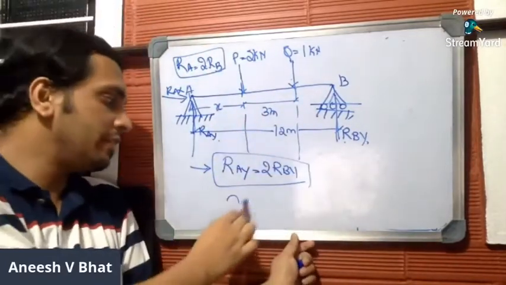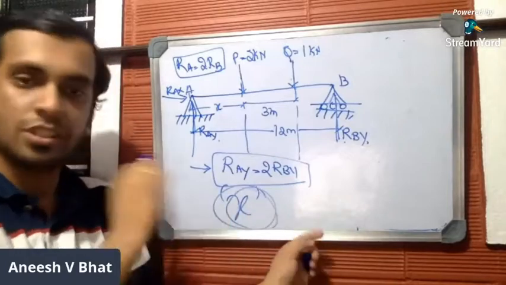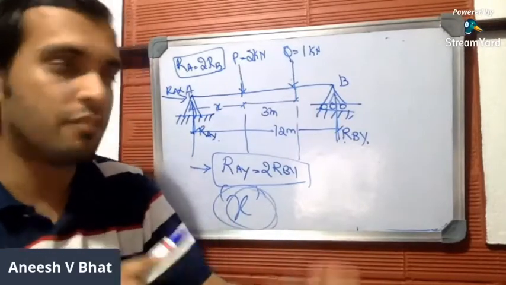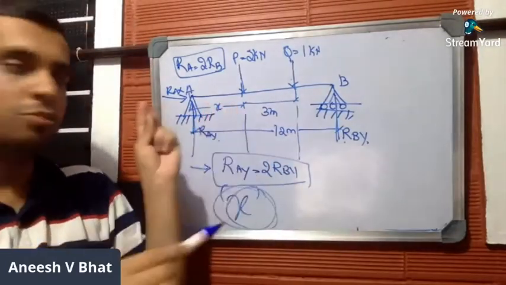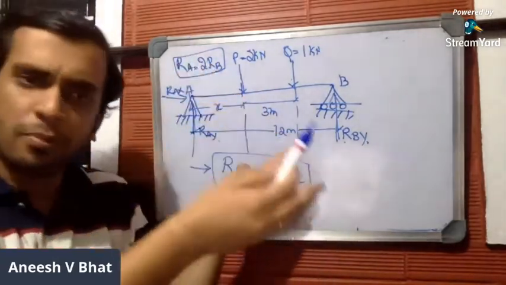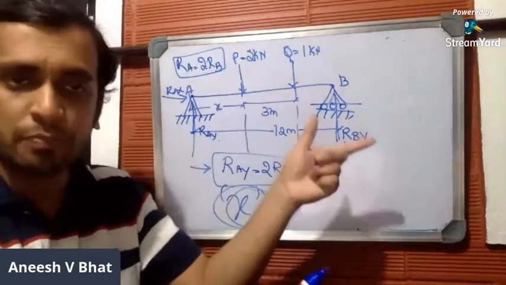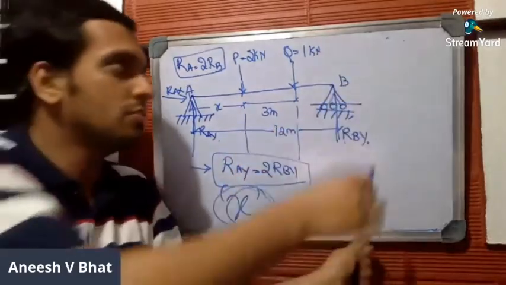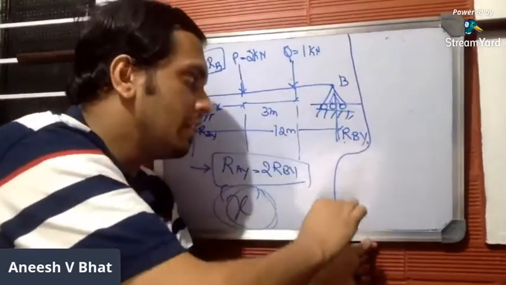Our ultimate aim is to find the value of x here. This is the main difference. You have to find this distance x. So you have identified the type of support and you have marked the support reactions. No need to draw the point load diagram because everything is in the form of point load. Now straight away apply the conditions of equilibrium.